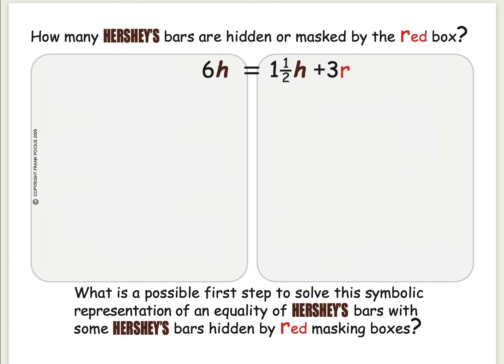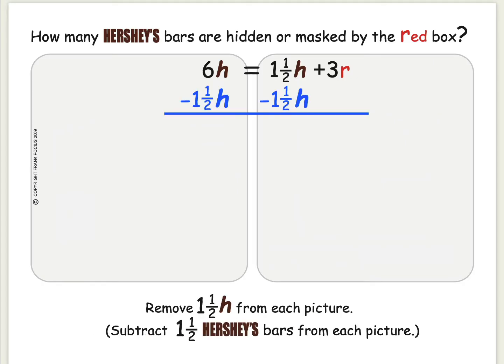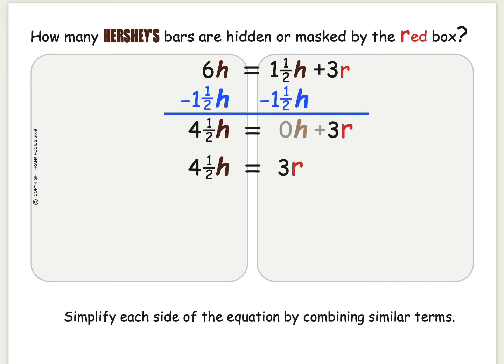What is the possible first step to solve this symbolic representation of an equality of Hershey's bars with some Hershey's bars hidden by red masking boxes? Remove 1 1/2 H from each picture. Subtract 1 1/2 Hershey's bars from each picture. Simplify each side of the equation by combining similar terms.